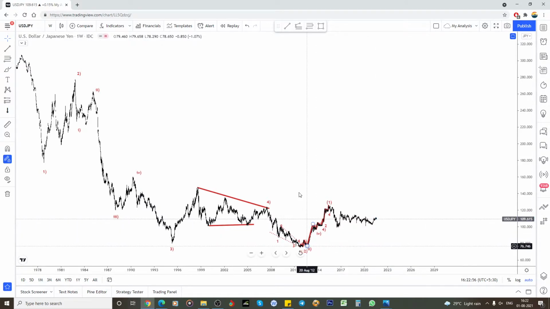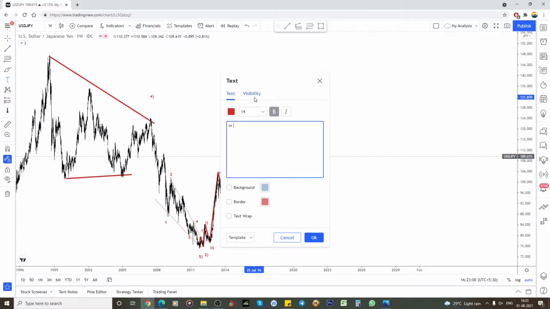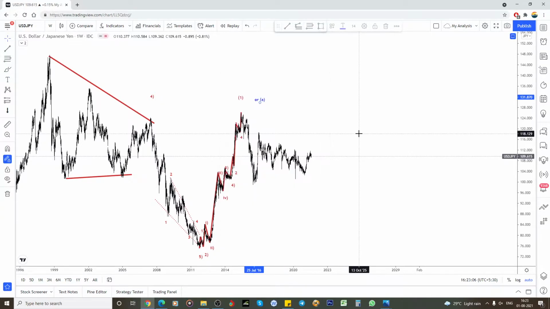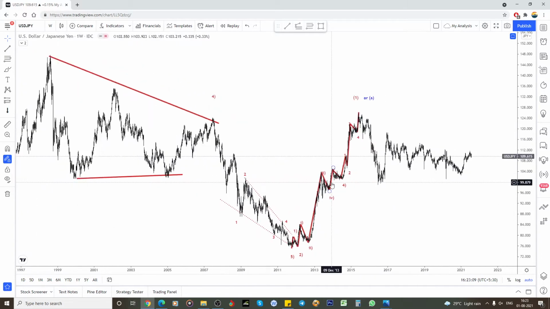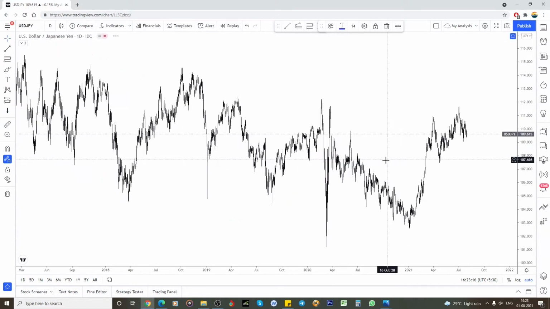So whether this is the 1 or A, in this we can make the alphabet in blue color. So 1 or A, and so we completed this whole thing. Now we just go for the daily chart.